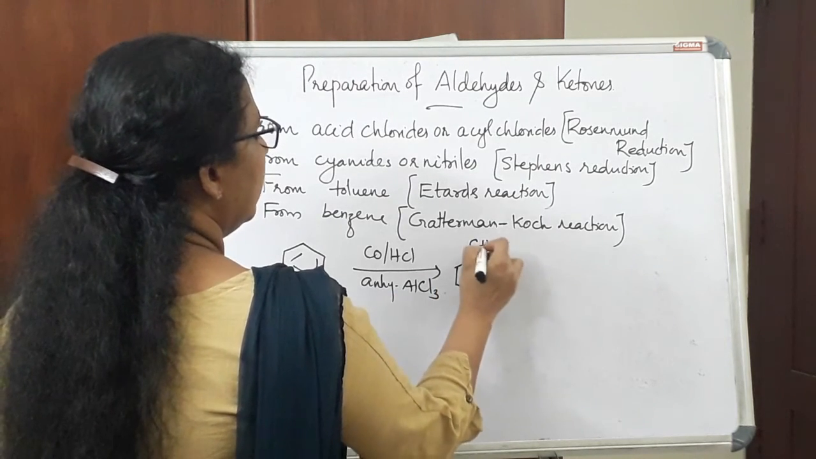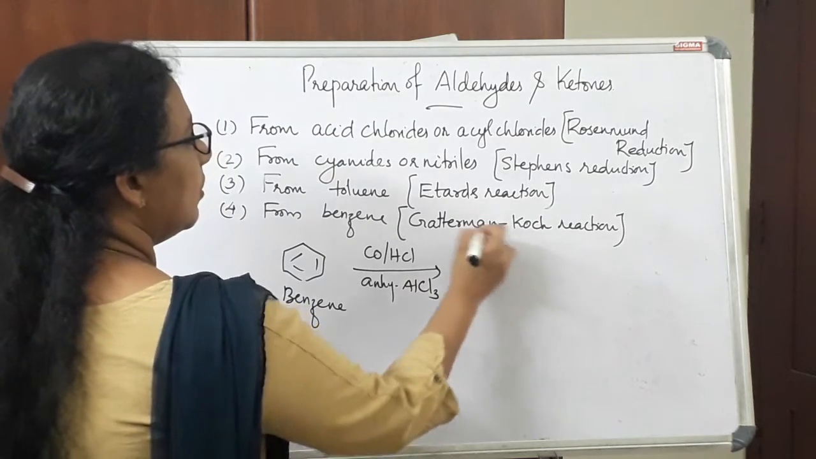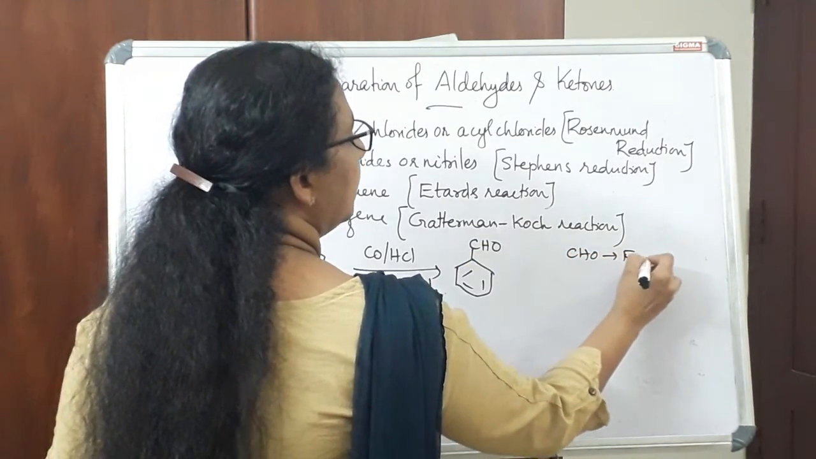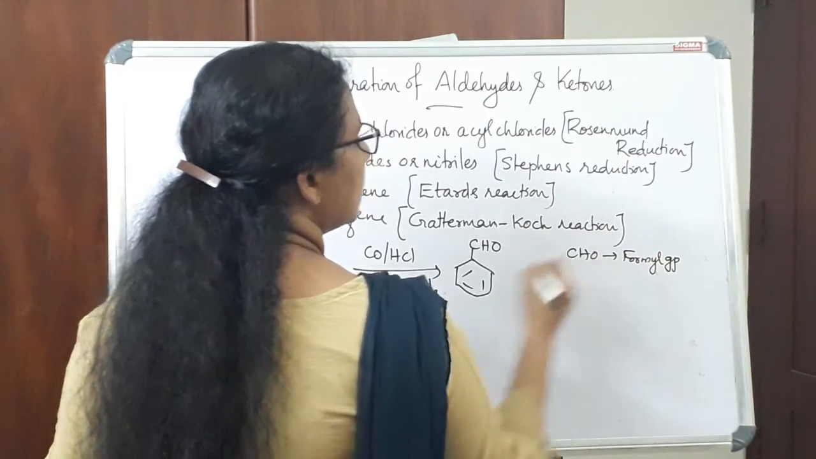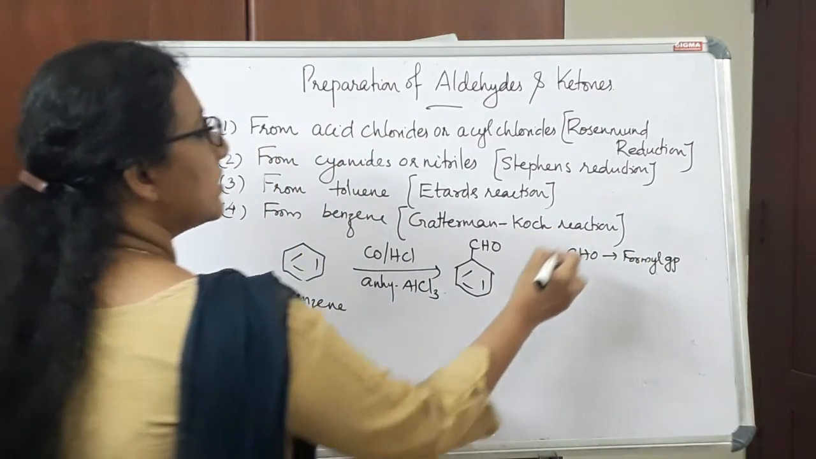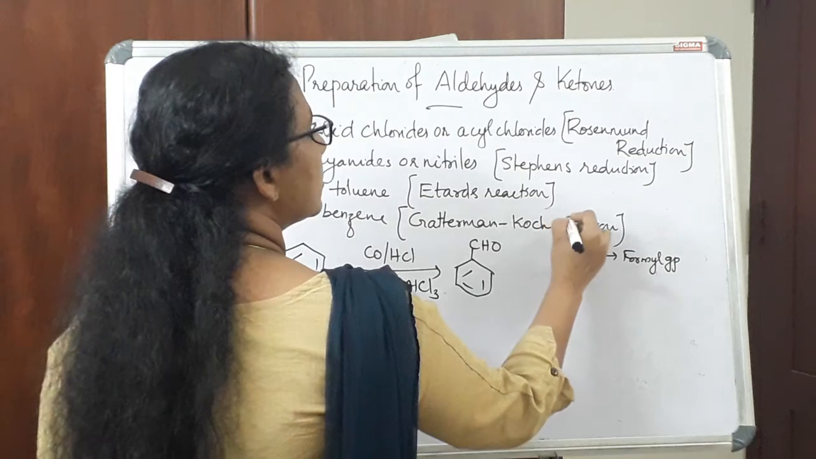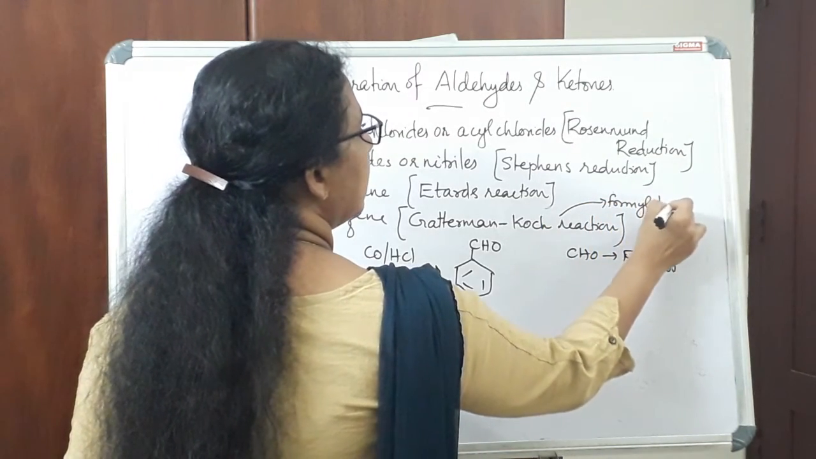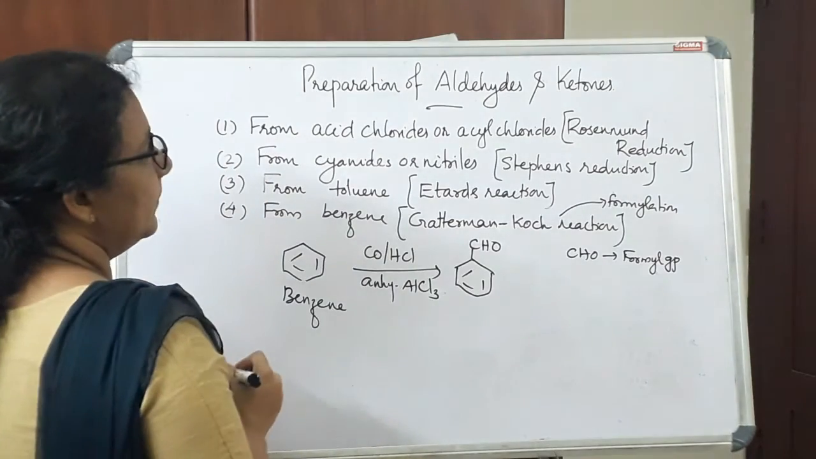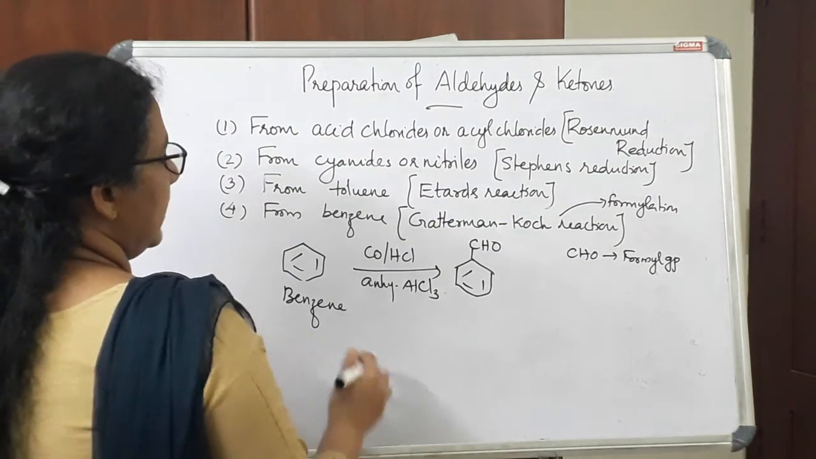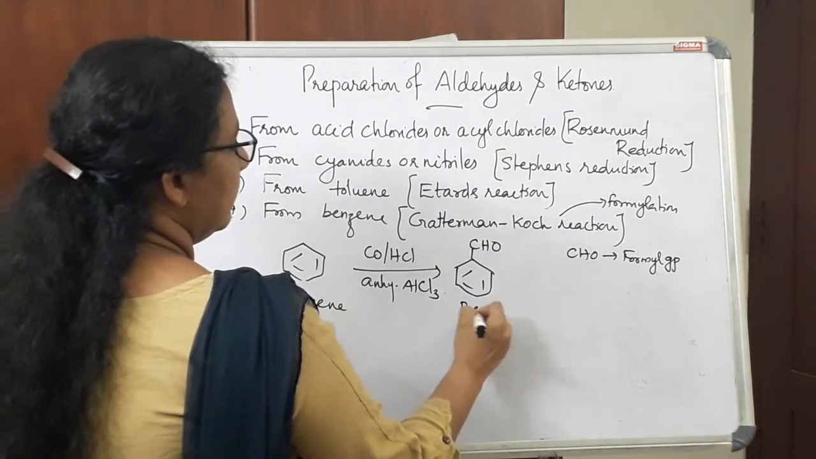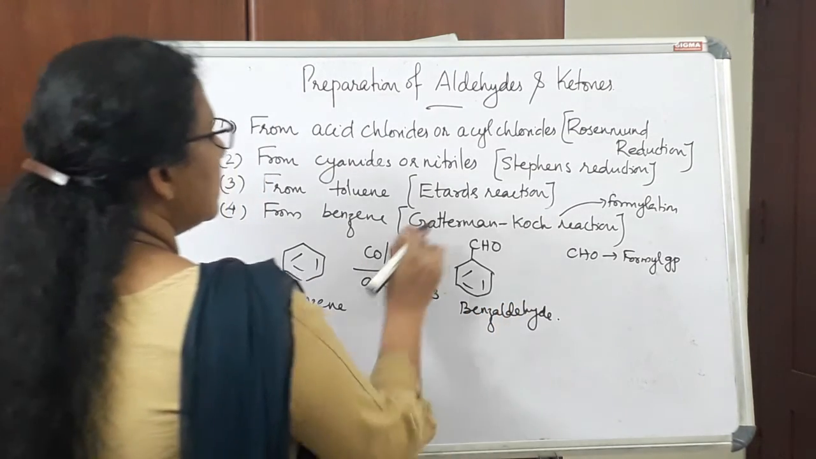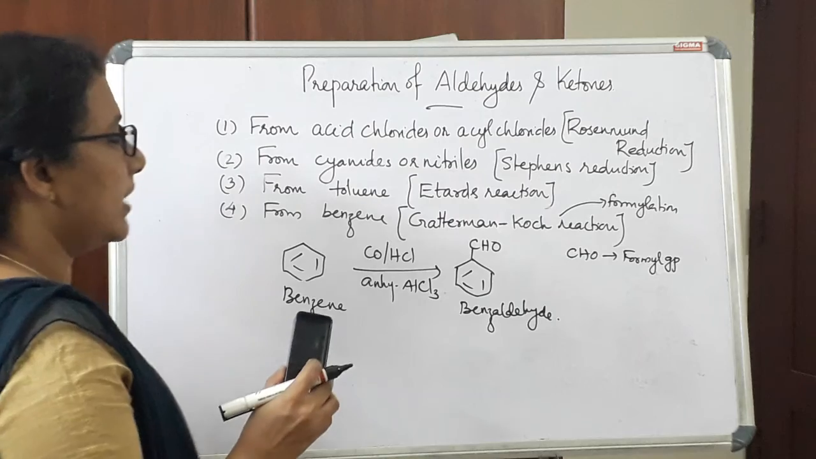So a CHO group will be introduced. Actually this is called a formyl group. CHO group is otherwise called a formyl group. So we can call this named reaction the Gattermann-Koch formylation reaction, or simply the Gattermann-Koch reaction. So from benzene we will get benzaldehyde.